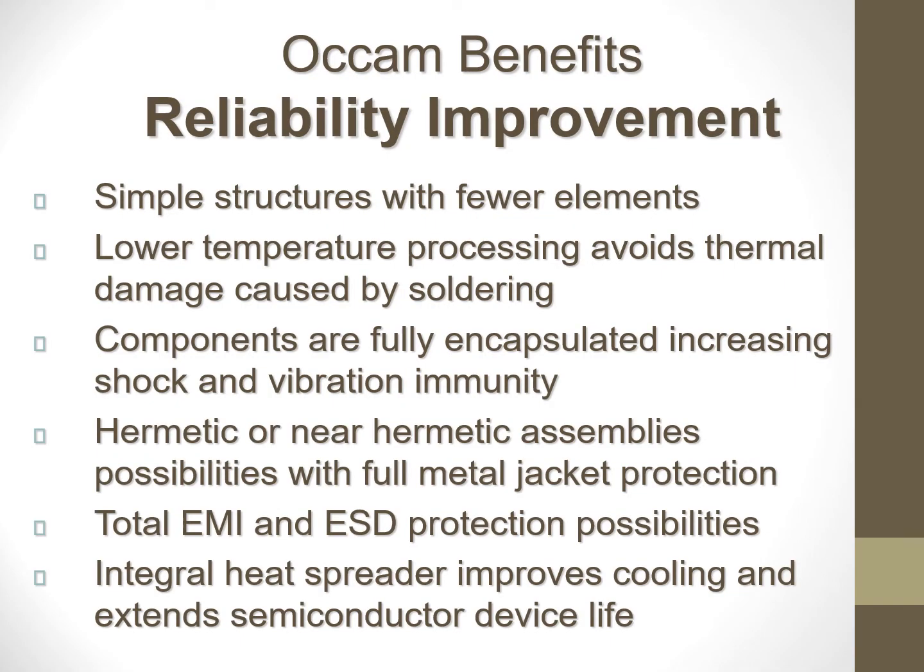Reliability is very important, and it is arguable that with an Occam type assembly, reliability will be greatly improved. These are simpler structures with fewer elements. They use lower temperature processing, which avoids the thermal damage associated with solder. Components can be fully encapsulated to increase their immunity to shock and vibration. You can create assemblies that are hermetic or nearly hermetic by completely overplating the final assembly with metal. Moreover, that step would provide total EMI or ESD protection.